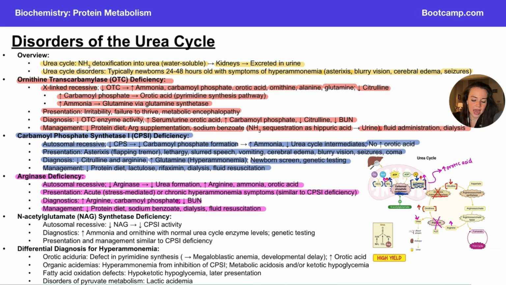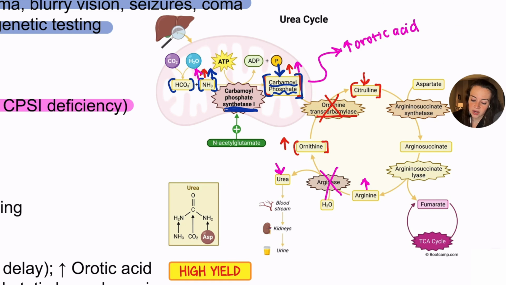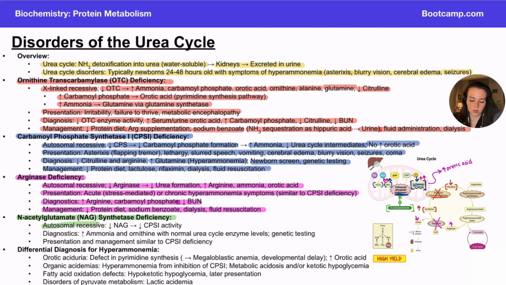Finally, let's talk about NAG synthase deficiency. So NAG, or N-acetylglutamate, remember, was the positive upregulator of carbamoyl phosphate synthetase. So a deficiency in NAG is effectively going to act like a deficiency in carbamoyl phosphate synthetase because we don't have the activator for the enzyme. So NAG synthetase deficiency, autosomal recessive, and decreased NAG leads to decreased CPS1 activity. The presentation, as well as the management, are similar to CPS1 deficiency for that reason.